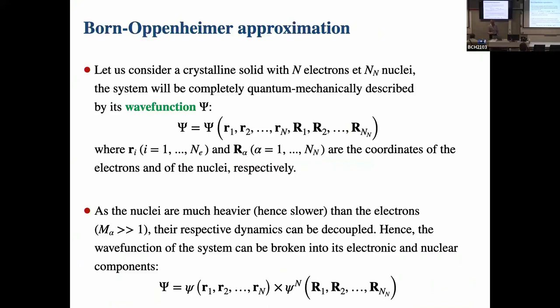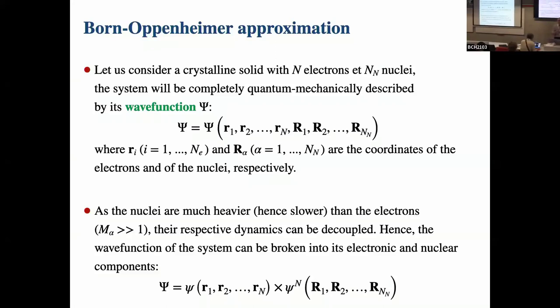Okay, so first, the problem that we have to solve, as you all know, is the system of n electrons and a number of nuclei that are interacting. If we manage to get the wave function of the whole system, depending on the position of the electrons and of the nuclei, then we have solved everything. Of course, that's too difficult to handle, and so we make a number of approximations.